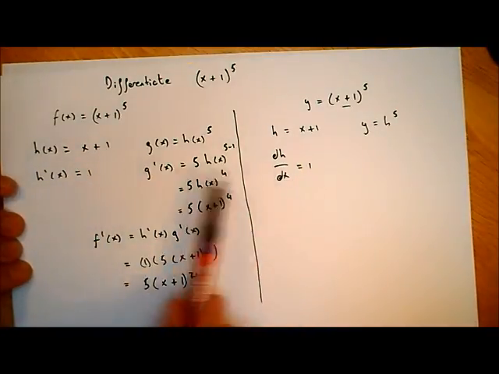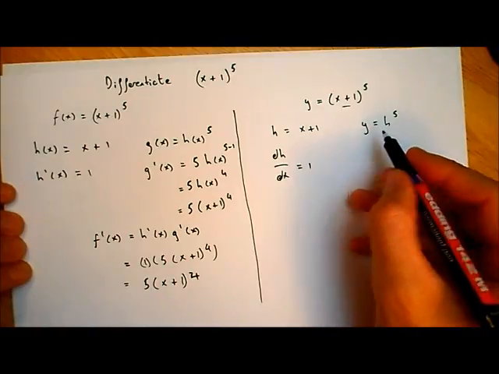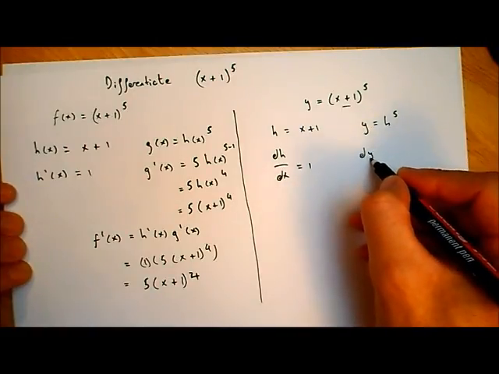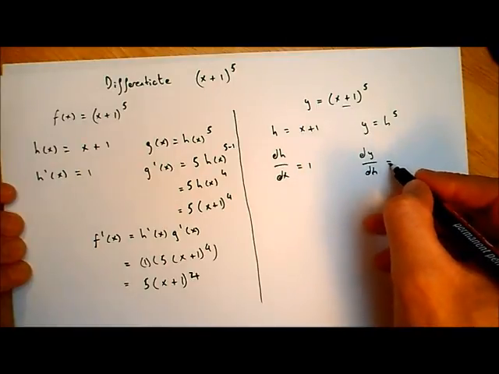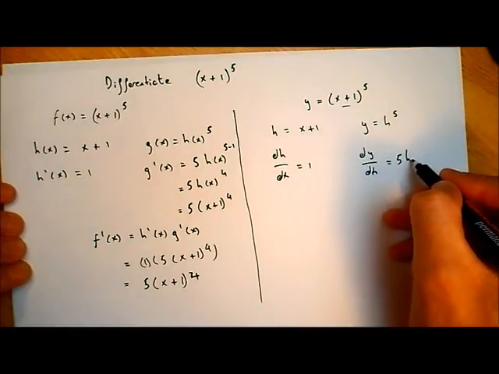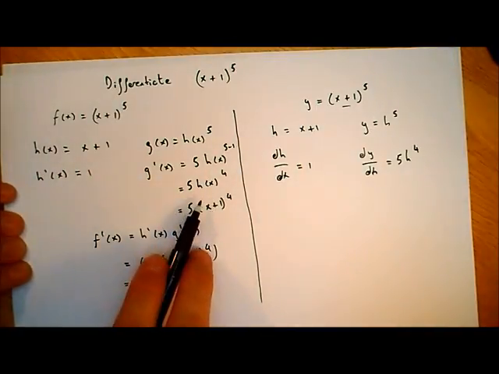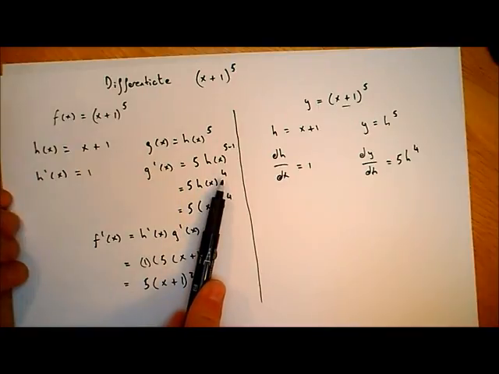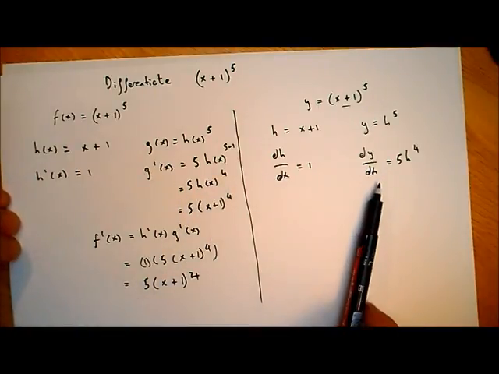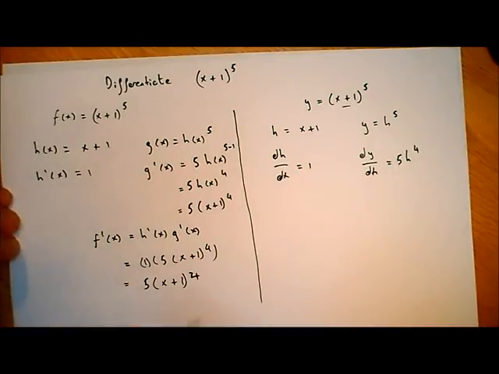So it's exactly the same, except it's just a different notation. Here, I've got a y and an h, so when I differentiate here, I'll get dy over dh, and that will equal 5h to the power of 4, which is exactly what I got over here. So here, I had 5 times h of x to the power of 4, but because I'm not using the h of x notation over here, I just get 5h to the power of 4.